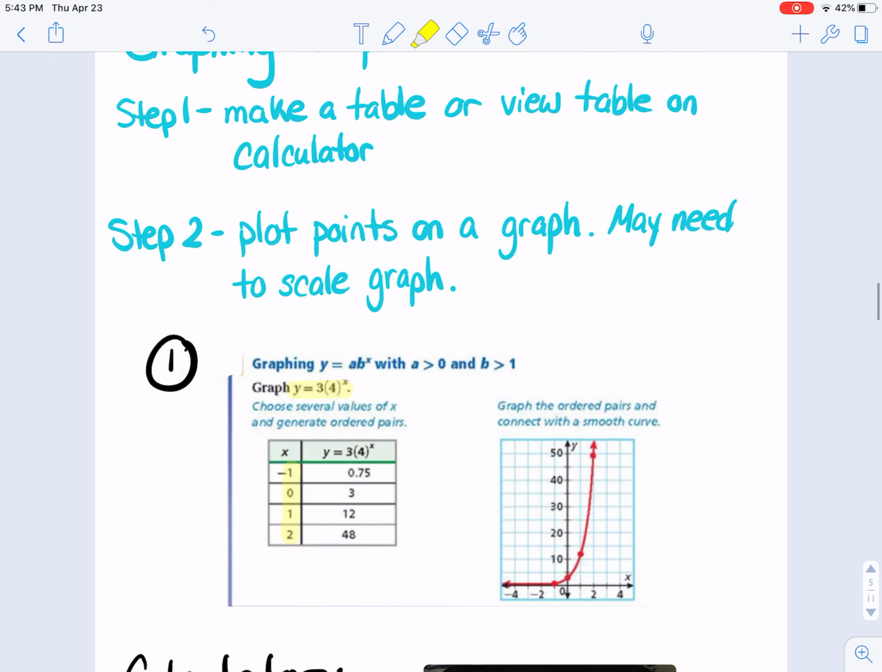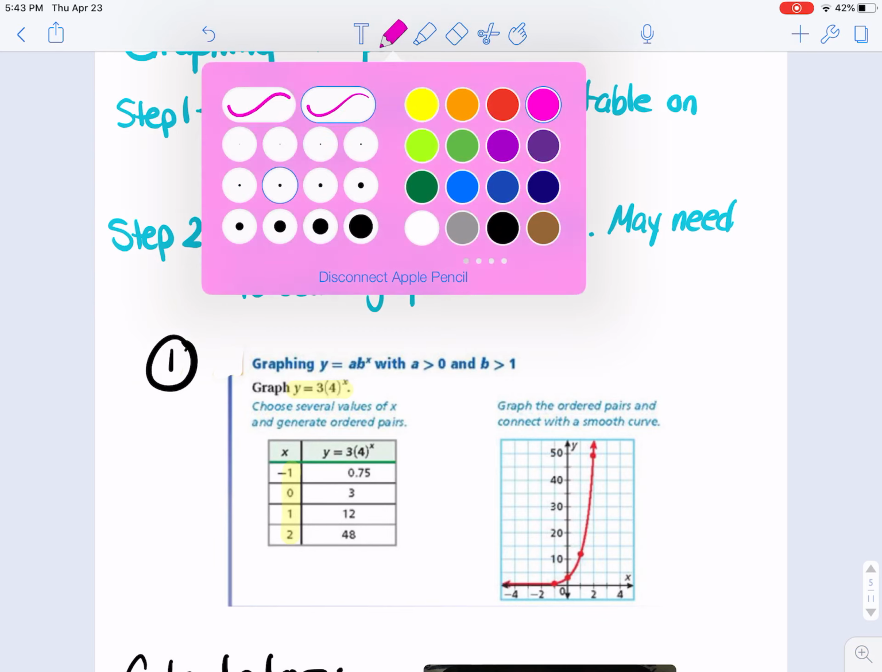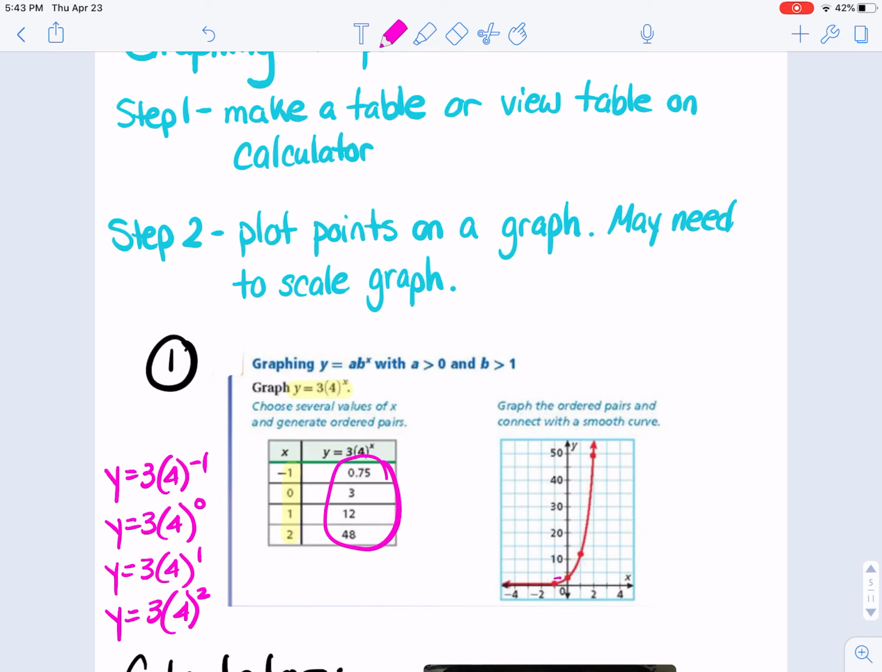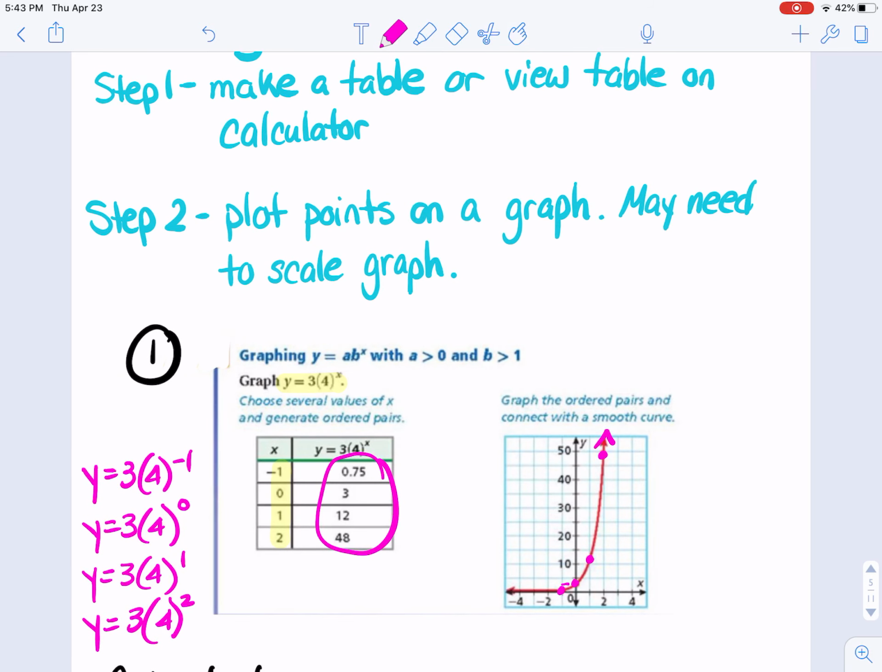What you're going to do is type into your calculator y equals 3 times 4 to the -1 power. Then you're going to do the same thing to a power of 0, then the power of 1, and then the power of 2. We get our y values, and then you plot those 4 points. Connect the dots. Make sure to put arrowheads on each end.